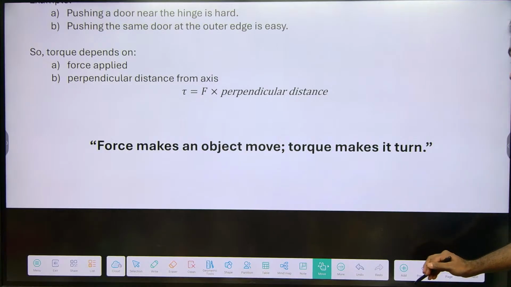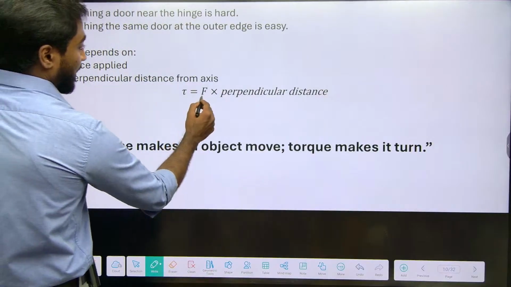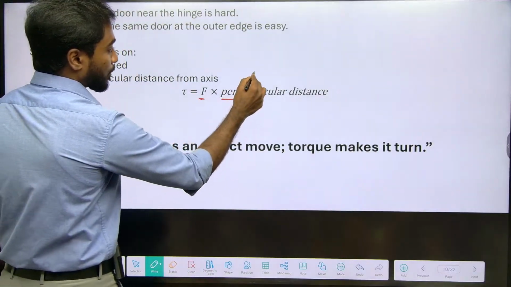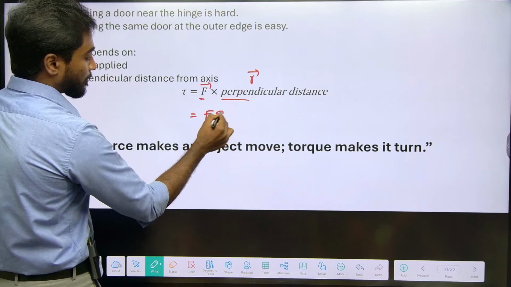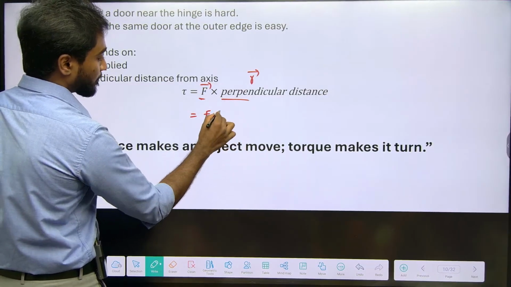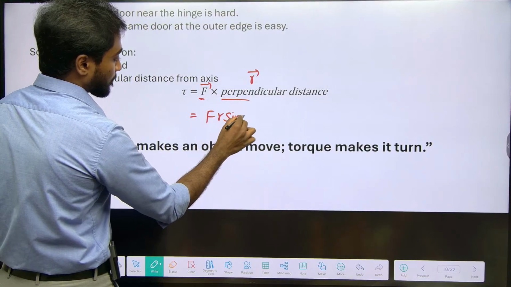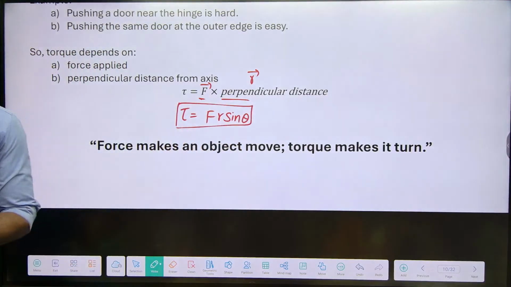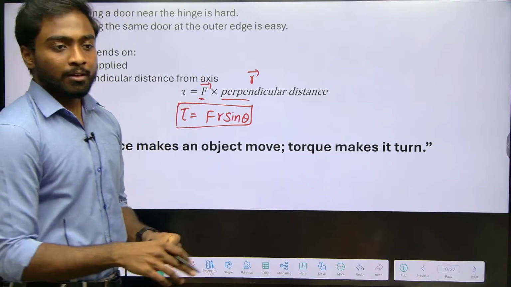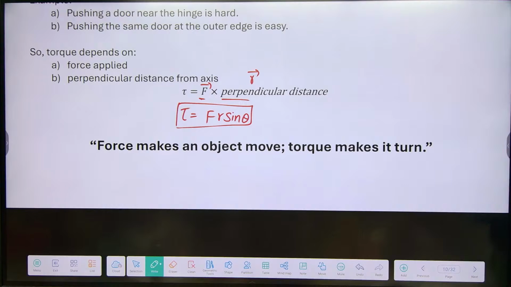Okay, we'll do a problem now. And one more thing, the formula is F cross r, with r the perpendicular distance. The other formula is F r sin theta. It is the cross product between the force and the perpendicular distance.